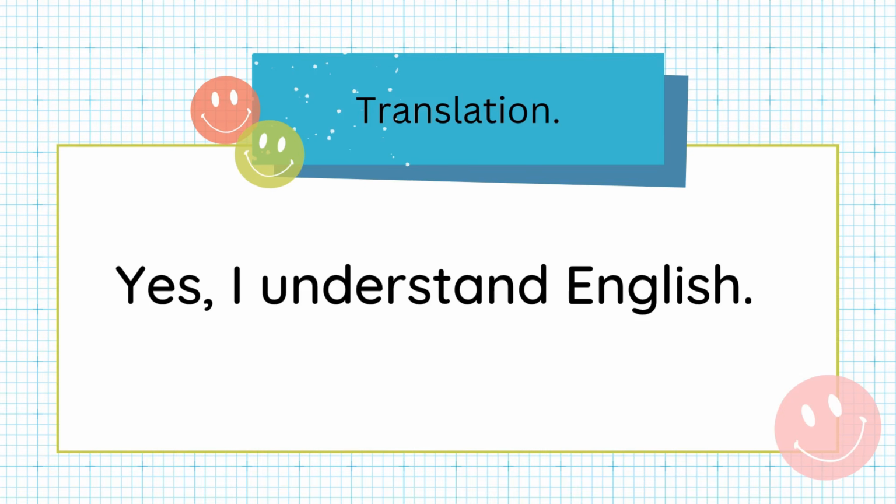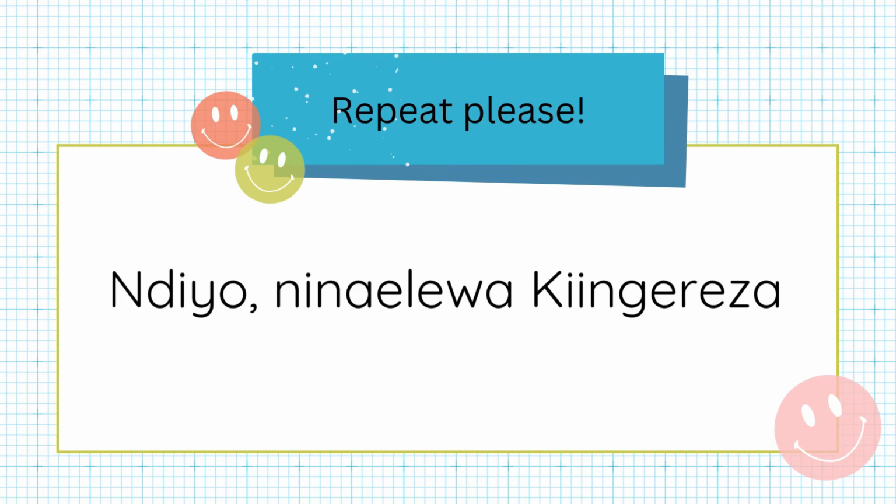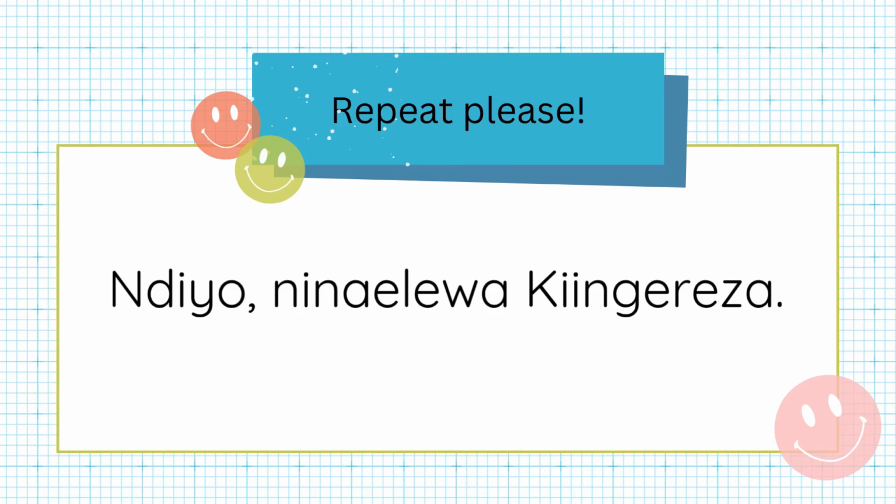Now let's break that down. Ndiyo is yes. Ninaelewa. So ni is the subject prefix for I, na is the present tense marker, and elewa is understand. So ninaelewa Kiingereza. Now repeat after me. Ndiyo, ninaelewa Kiingereza.